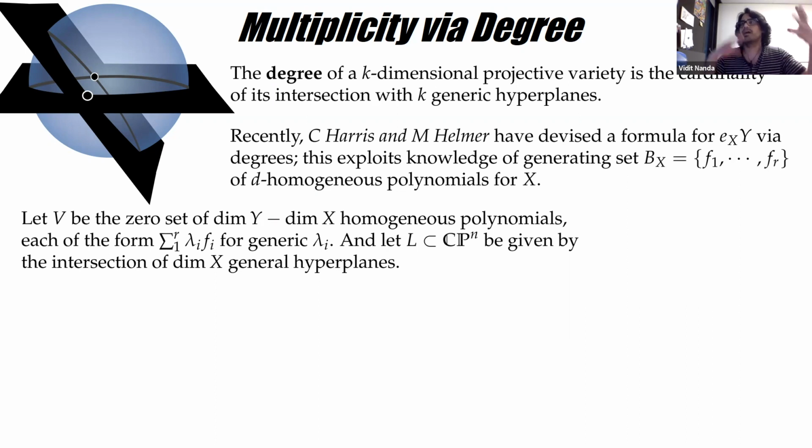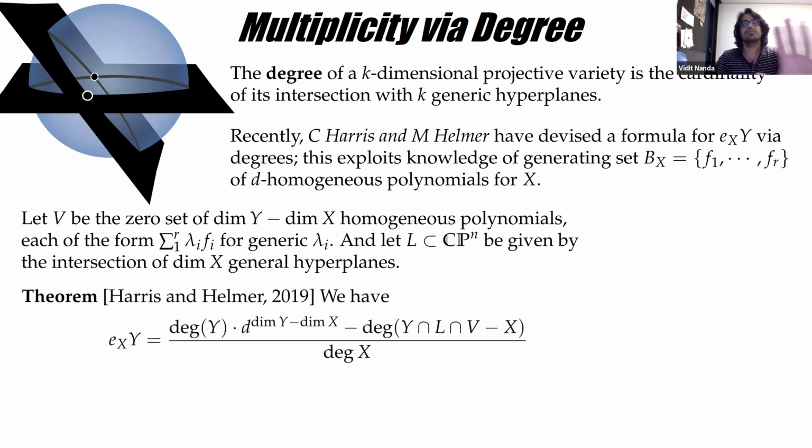So it's just some mess of varieties that all contain the smaller variety X. And now you take the intersection of dim X many general hyperplanes. And so here's a formula that maybe looks a little bit better than the Segre class purely algebraic definition. So at the bottom is a degree of X, which is defined. So everything here is a degree.